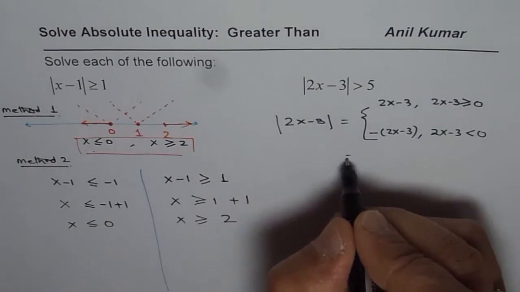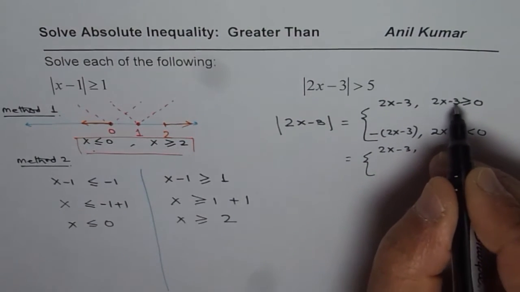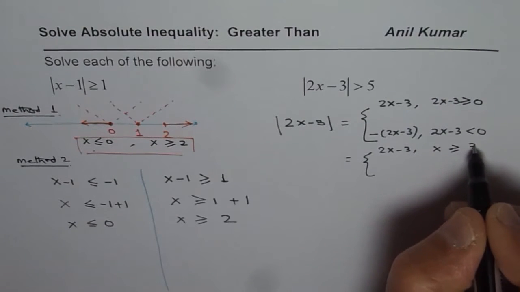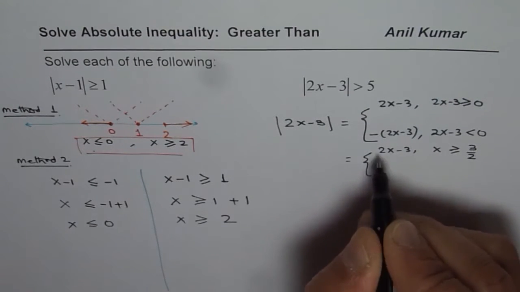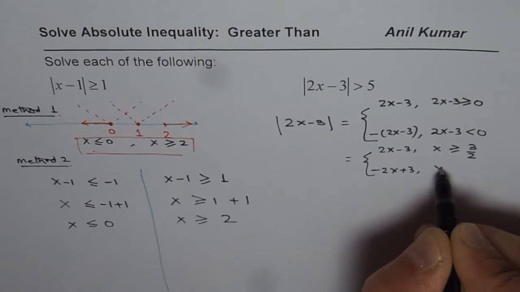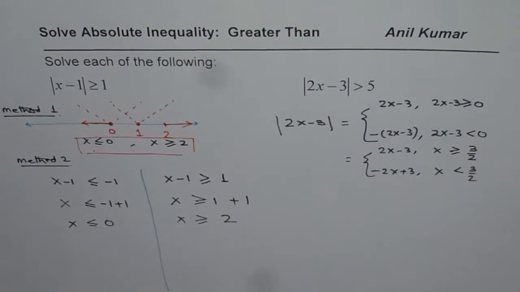Now let me rewrite this as 2x minus 3 when, solving for x here, x is greater than or equal to, taking 3 on this side and dividing by 2, right? And minus 2x plus 3 when x is less than 3 by 2. So it could be defined like this.